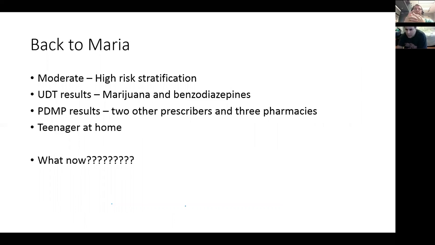So to go back to the case, Maria, at least on the opioid risk tool, would have moderate to high risk stratification. Her urine drug test at the initial visit came back with marijuana and benzodiazepines. Remember, benzodiazepines were not in her drug profile. She had not told us she was taking benzodiazepines. And in fact, when we go to the PMP results, she had 2 other prescribers prescribing for her, and she'd been to 3 other pharmacies. And again, remember she has a teenager at home. So what do you want to do now?